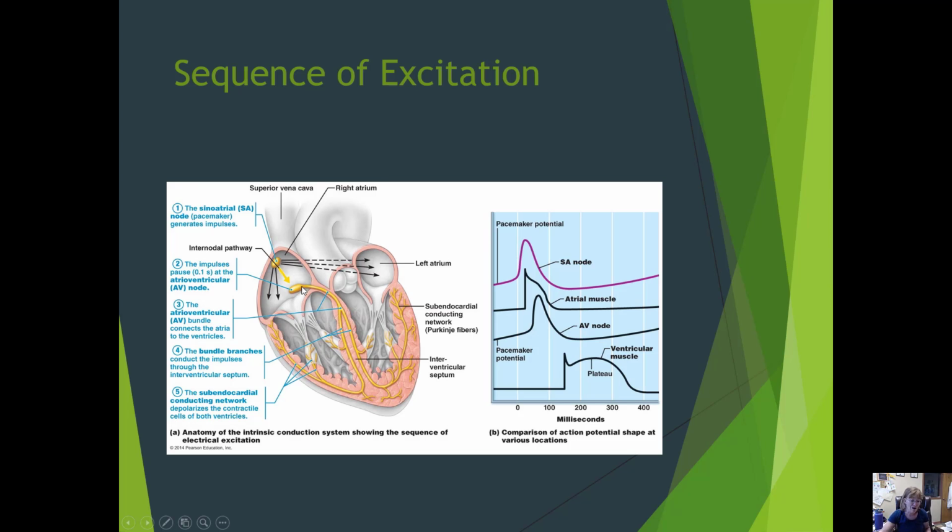The AV node does not depolarize as rapidly as the SA node, so you're going to get a junctional rhythm between 40 and 60 beats per minute, which is enough to keep you alive, but not enough if you're going to run a marathon or a sprint. Actually, you'll probably be in bad shape if you're trying to do something very quick, heavy lifting or running a sprint or something like that.